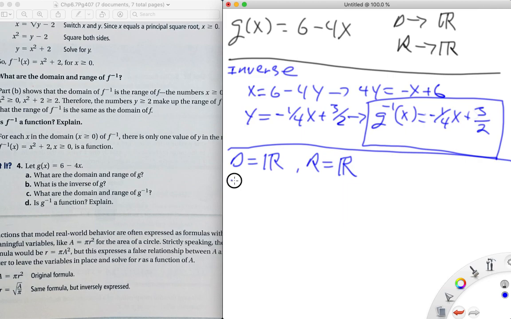Okay. Is it a function? Yep, I would say it's a function. For every element of x, there's an element of y. This is a linear function. So yes, this is a function.